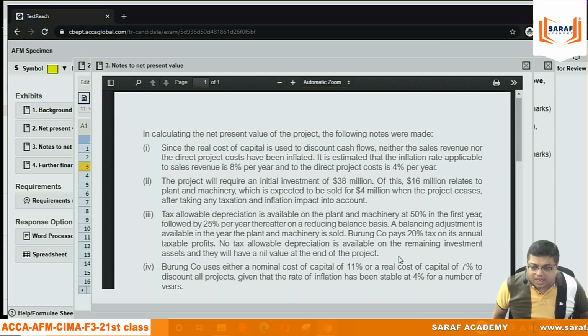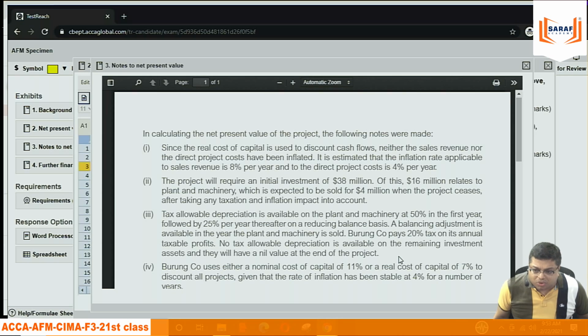The project will require an initial investment of 38 million. Of this, 16 million relates to plant and machinery, which is expected to be sold for 4 million when the project ceases, after taking any taxation and inflation effect into account. But where they have written the depreciation, they have not written it in the cash flow. Out of 38 million, 16 million is plant and machinery. 4 million will be the expected sale value after 4 years when the project ceases, after taking taxation and inflation impact into account.